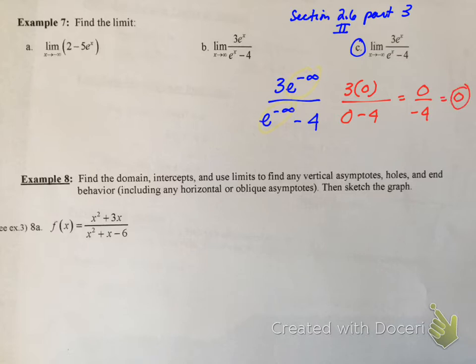Okay? So once again, remember e to the infinity is infinity, and e to the negative infinity equals 0. Okay? When we're talking about limits.